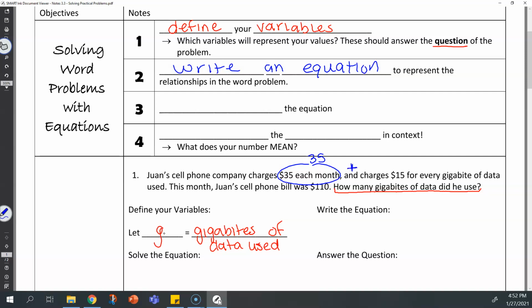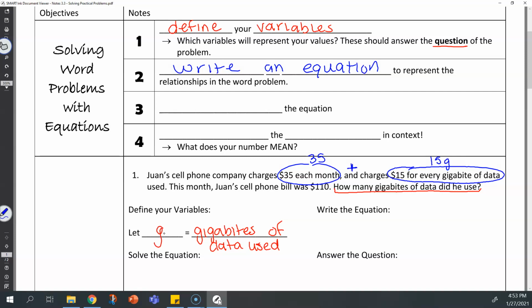And to that, I'm going to add $15 for every gigabyte of data. So it's not always $15 here. If he uses 1 gigabyte, then it'll be $15. If he uses 2, it's going to be $30. If he uses 3, it's going to be $45. So the way that we're going to represent this in our problem is $15 times however many gigabytes he used that month. I don't know how many it is. That's why I'm going to use a variable.